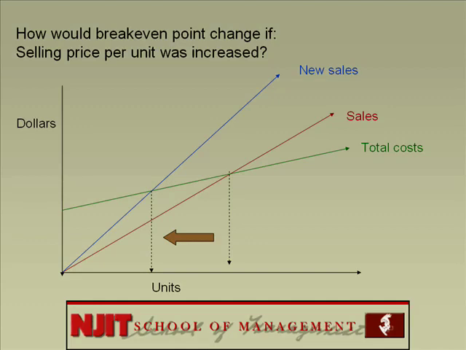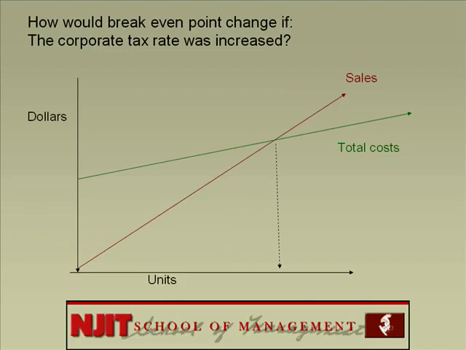Now, this is going to be a tricky one. How would break-even point change if the corporate tax rate was increased? The corporate tax rate, I'll give you a hint, is based on profit. So, for example, let's say the company tax rate was 20% and they increased it to 30%. How would break-even point change? Why don't you think about it for a couple of minutes?